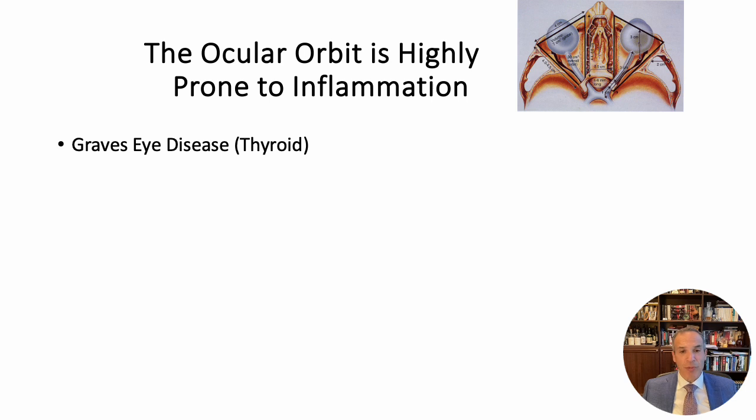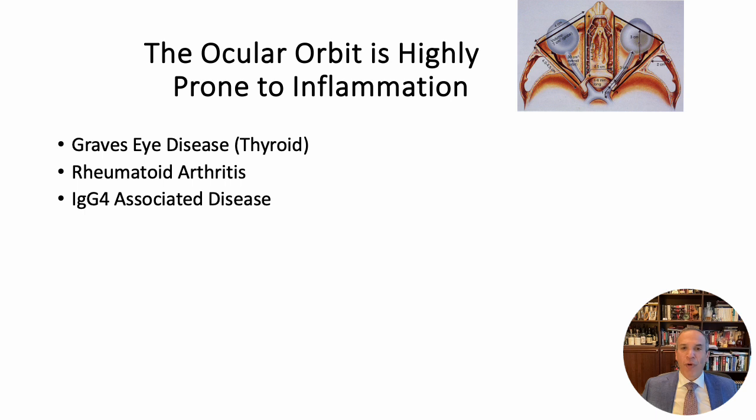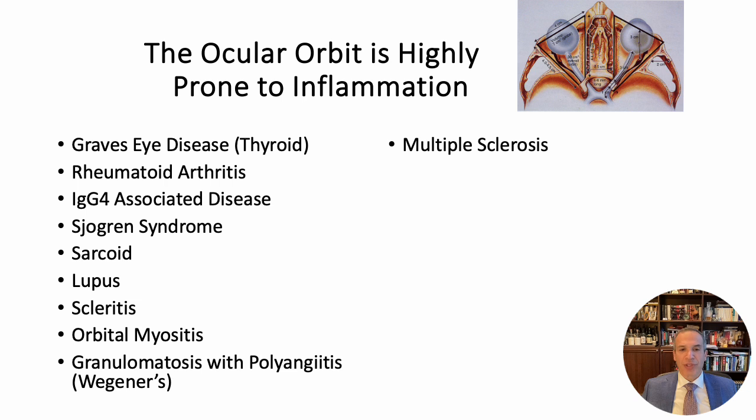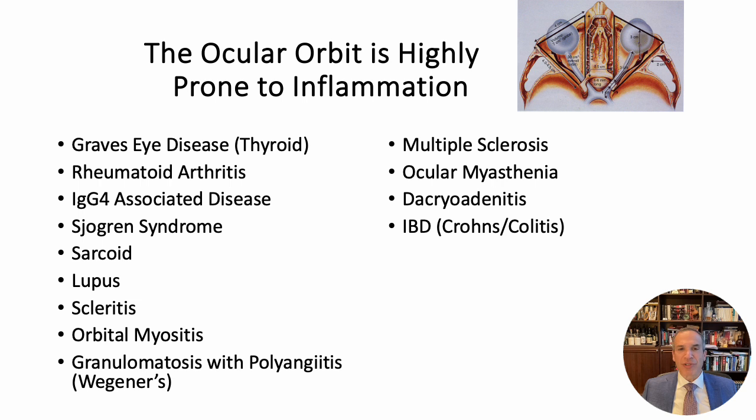Obviously, Graves' disease and autoimmune thyroid conditions, but rheumatoid arthritis, IgG4 associated disease, Sjogren's syndrome, sarcoidosis, lupus, scleritis, orbital myositis, Wegener's disease, granulomatosis with polyangiitis, multiple sclerosis, ocular myasthenia, dacryoadenitis, inflammatory bowel disease, Crohn's or colitis, atypical lymphoid hyperplasia. These all can exist in the orbit with associated systemic conditions.